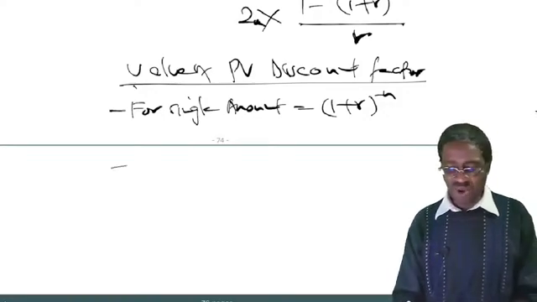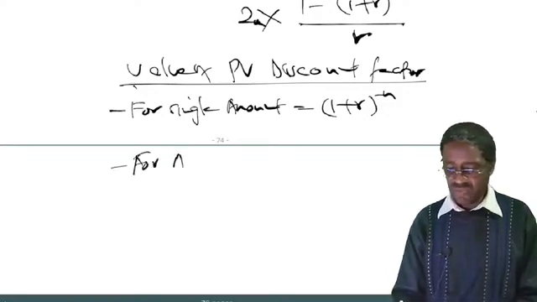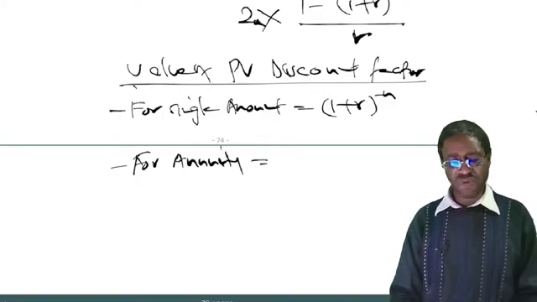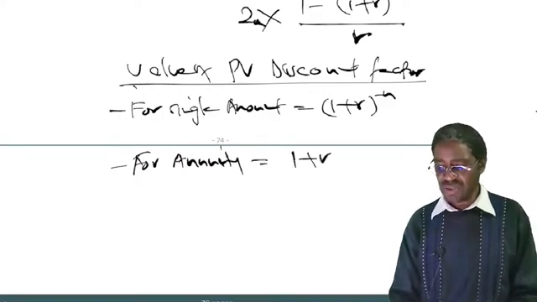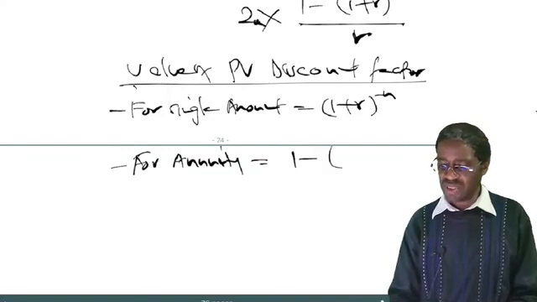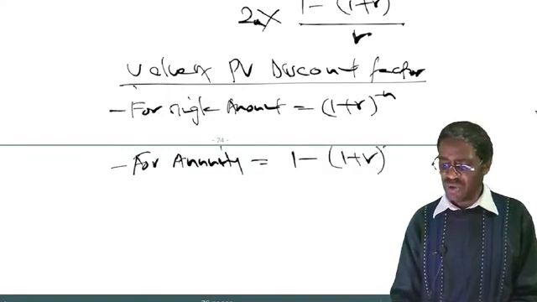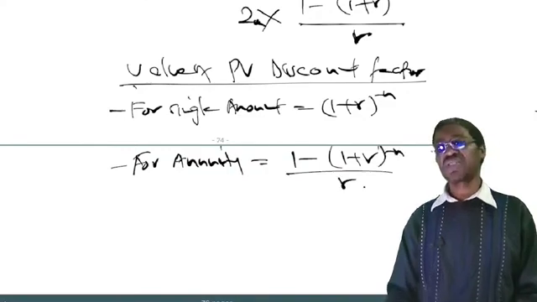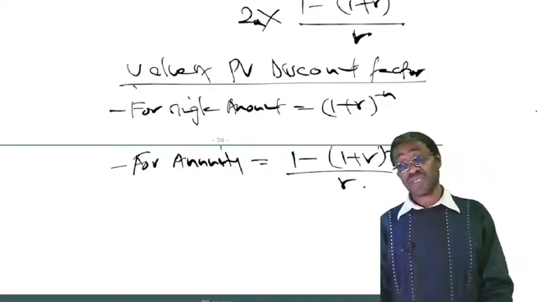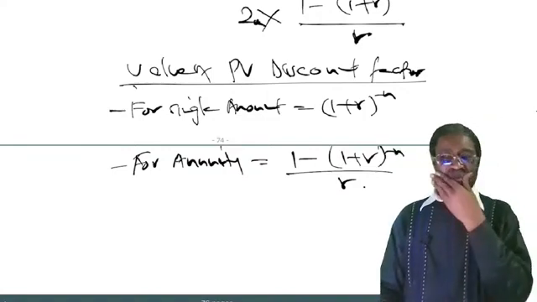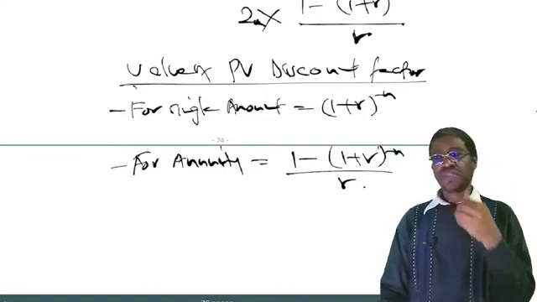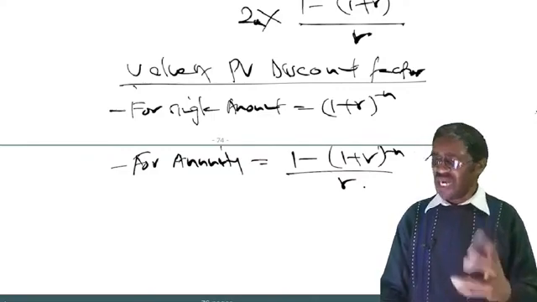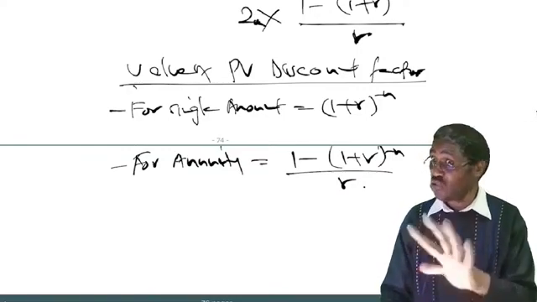Okay. Then you come and say for annuity, what's the formula? It is 1 plus R, no, sorry. It is 1 minus 1 plus R to the power of negative N. Everything you divide by what? R. Everything you divide by R. Okay. So with that reminder, that is just a reminder because you have done finance.